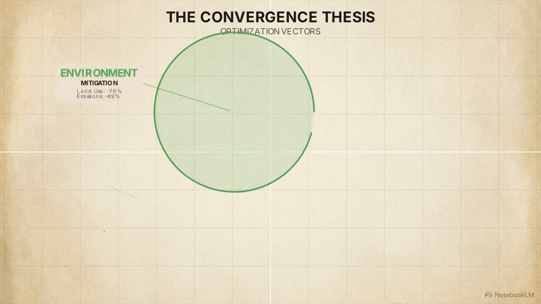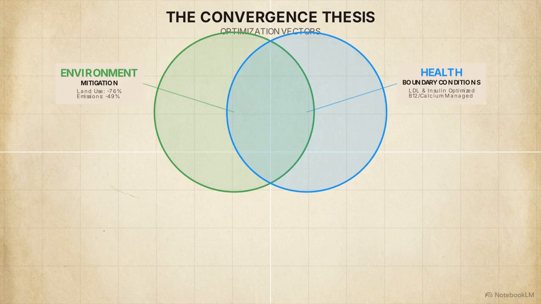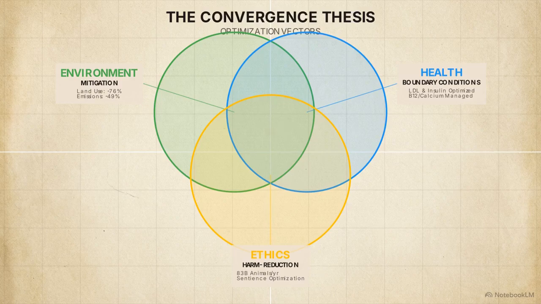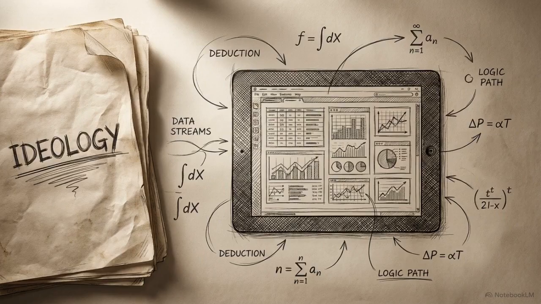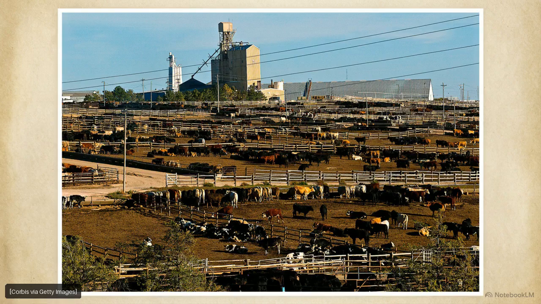The first is high-leverage environmental mitigation. The second involves biological boundary conditions and conditional health outcomes. The third evaluates practical harm reduction regarding animal ethics and sentience. To test this thesis, we have to abandon ideological purity tests and look strictly at the peer-reviewed data across all three areas. Animal agriculture operates on a massive physical scale.